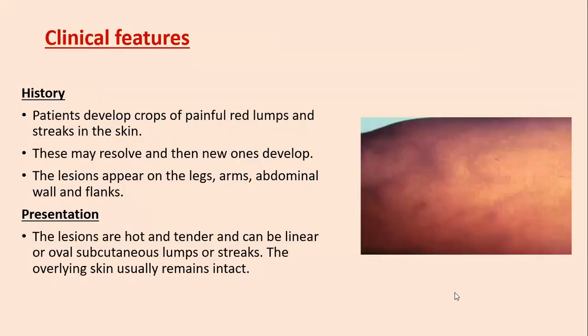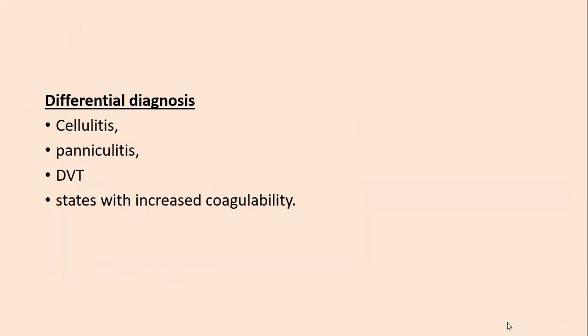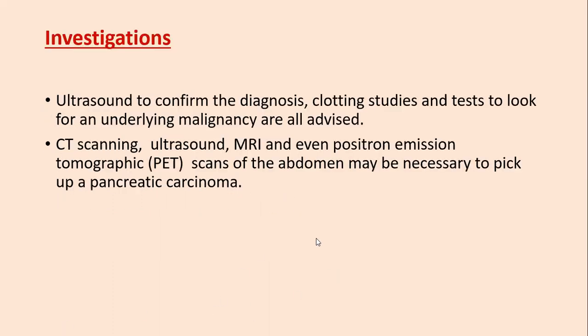Not acute, but chronic. History: the patient develops crops of painful red lumps and streaks in the skin. It may resolve and new ones develop. Lesions appear on the leg, arm, abdomen, and flanks. Presentation: the lesions are hot, tender, linear or oval subcutaneous lumps or streaks. The overlying skin is usually intact. Differentials are cellulitis, panniculitis, DVT, and states with increased coagulability.